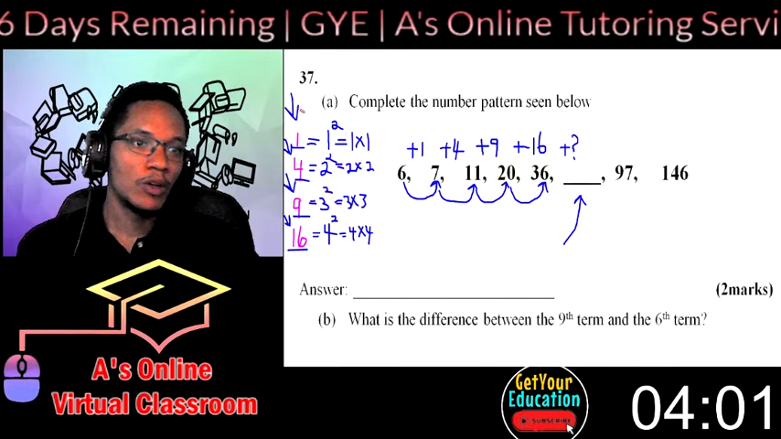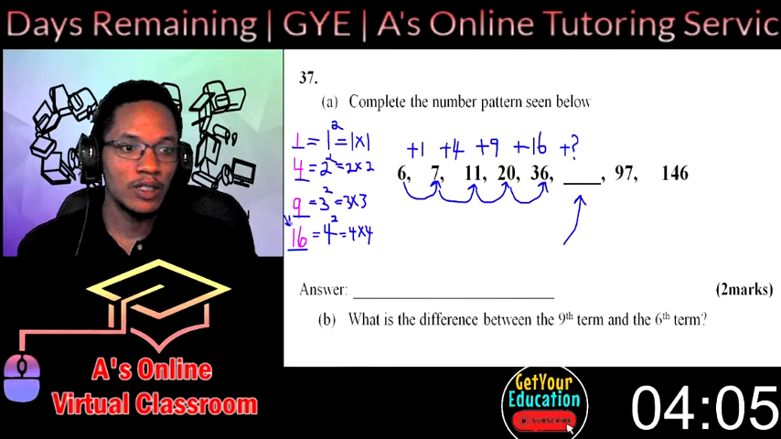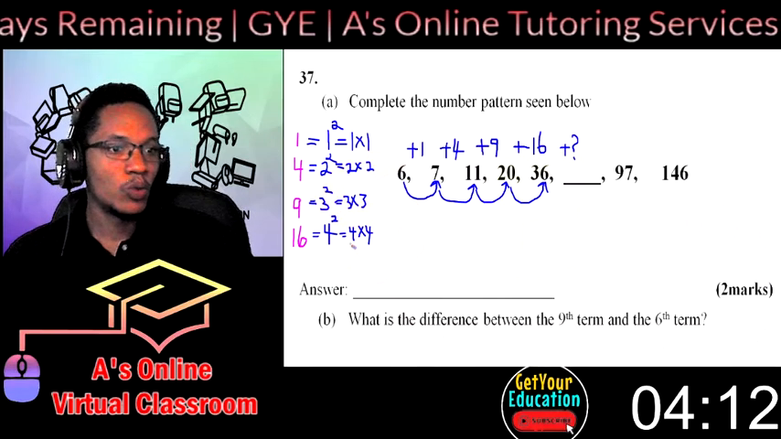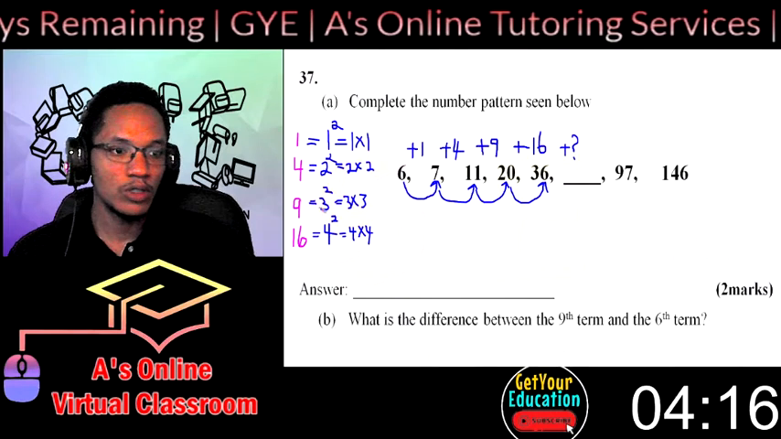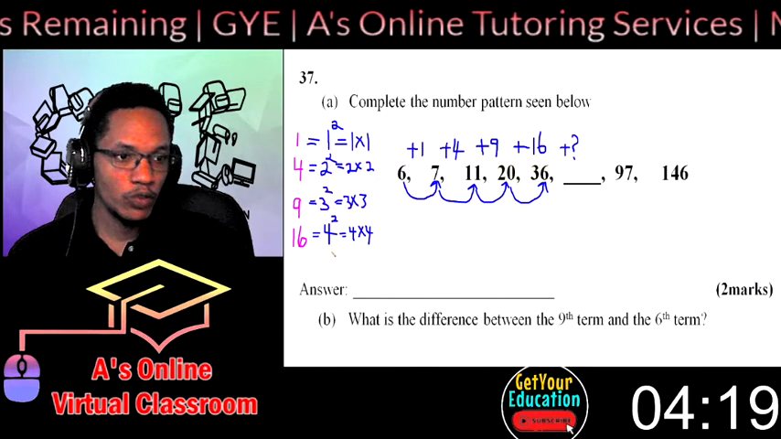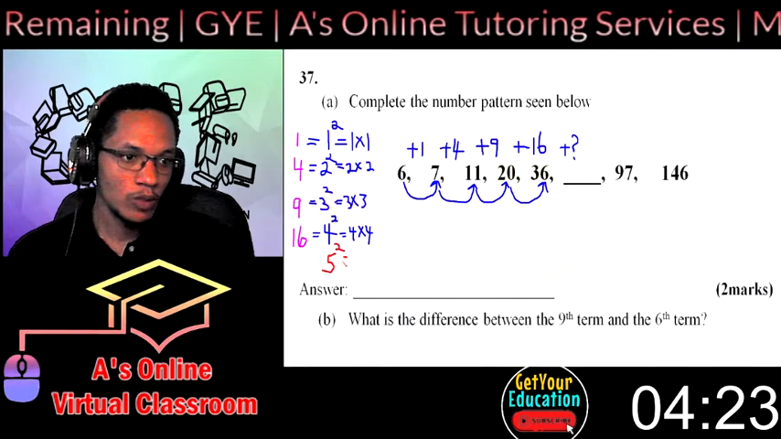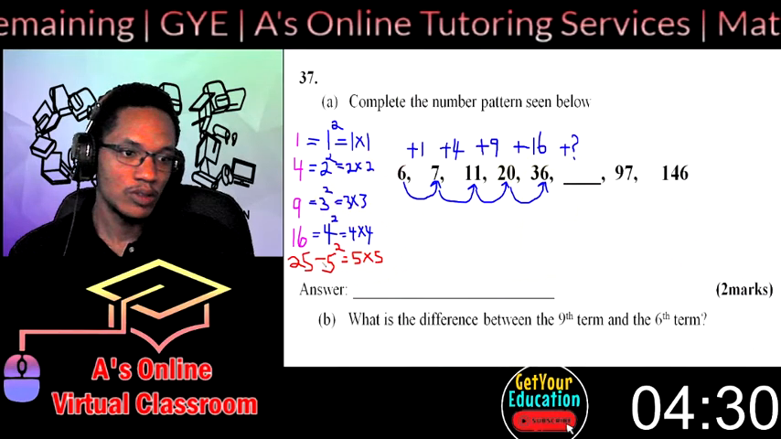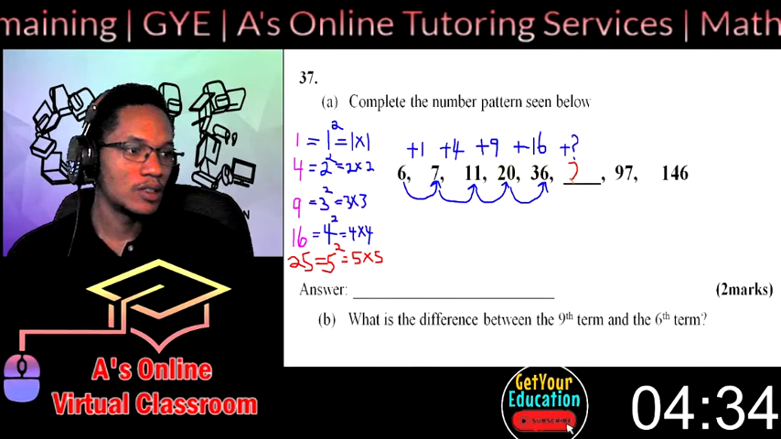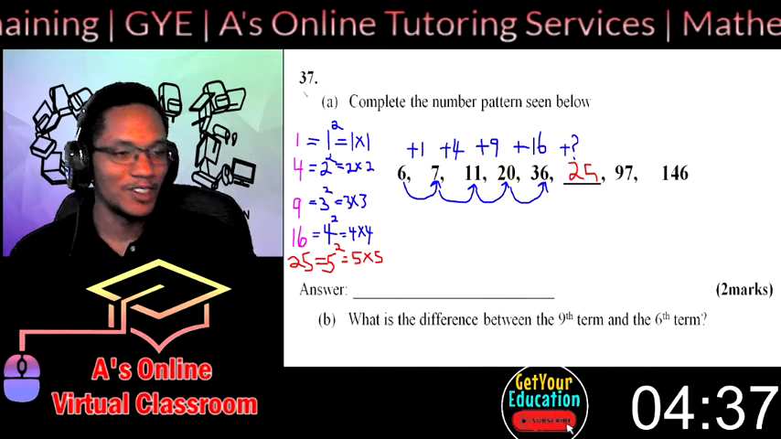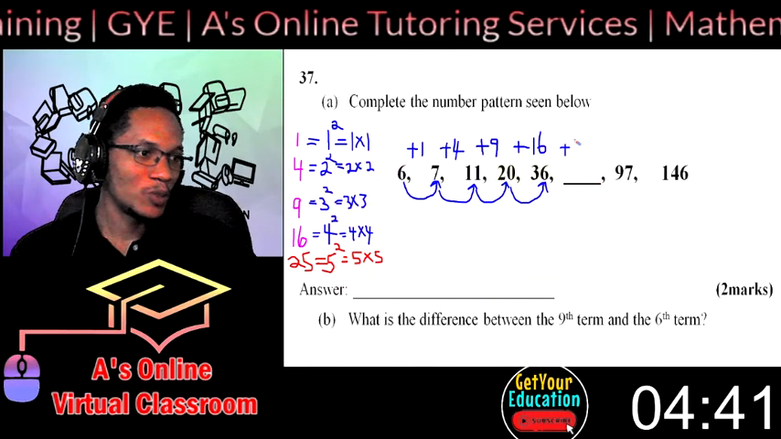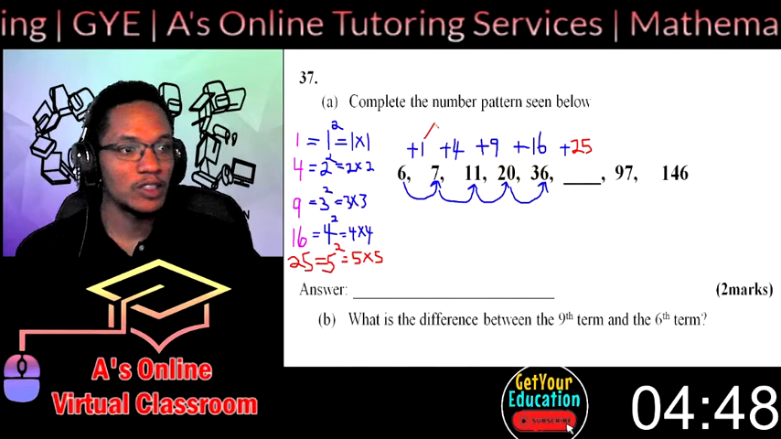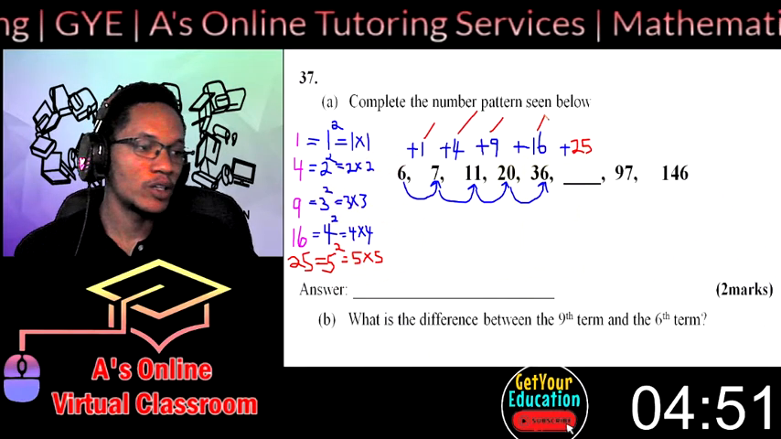Our square numbers from 1 to 12 need to be our best friend in this preparation for SEA. So what comes after the 16? It will have to be 5 squared, which is 5 times 5, which is 25. So 25 is what we have to add into our pattern. We were increasing by the square numbers. After the 16, the next square number is 25.